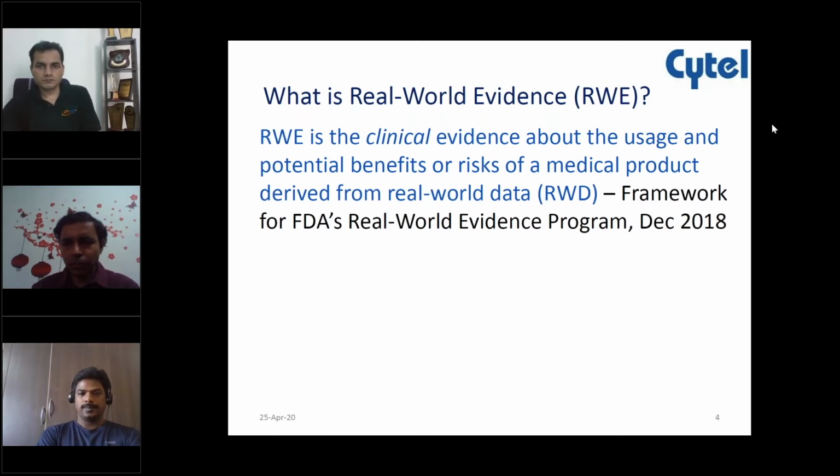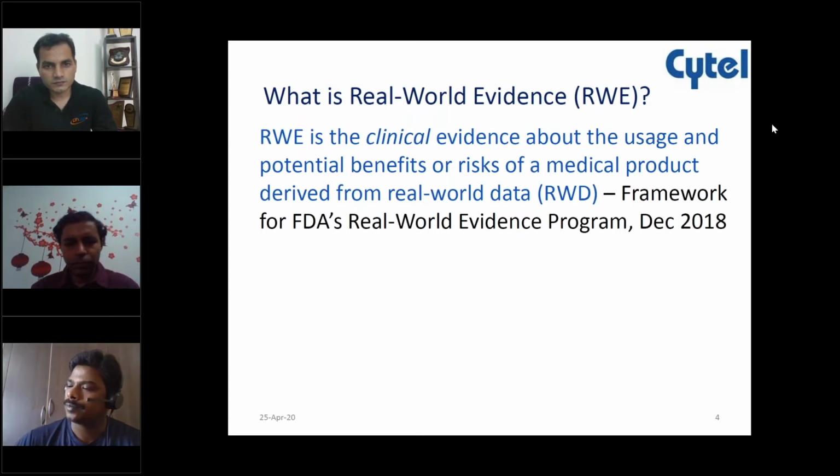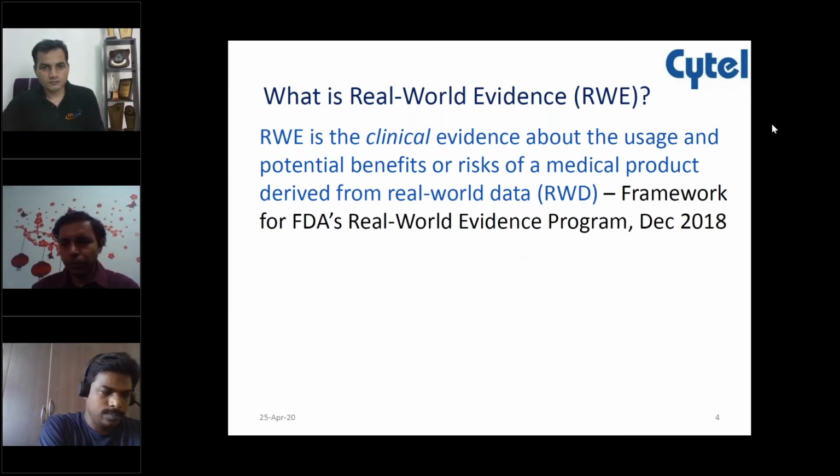So as you see on the screen, this is how the FDA defines real-world evidence. They say it's the clinical evidence about the usage and potential benefits or risks of a medical product derived from real-world data. These medical products could be drugs or devices. And the word real world suggests that the scope is beyond controlled clinical trials. It pertains to evidence gleaned from everyday use of these products. Also, as the evidence is derived from real-world data, the question is, what is real-world data?